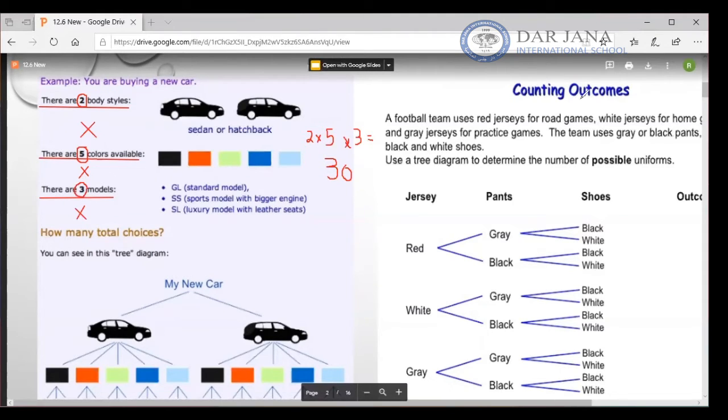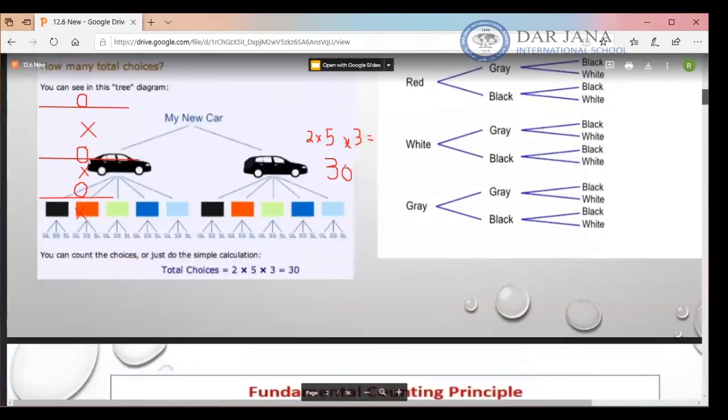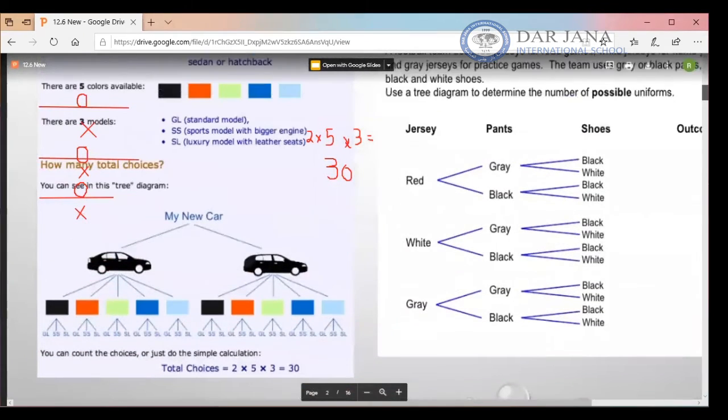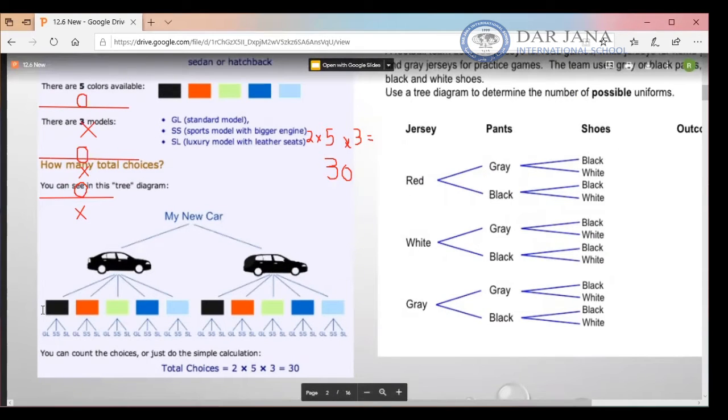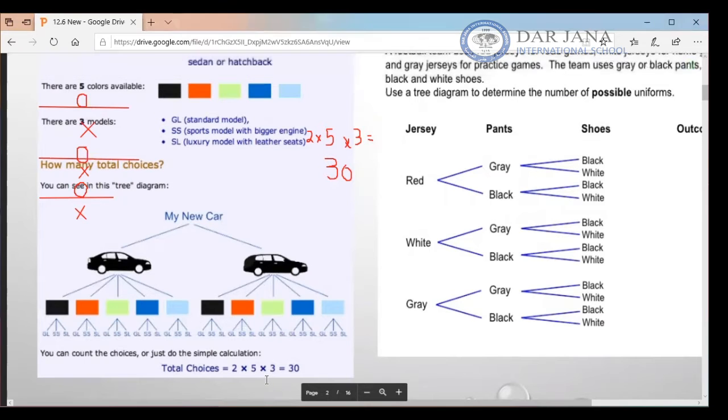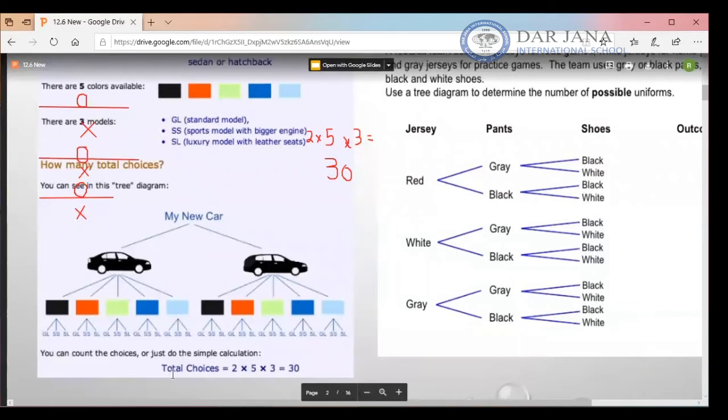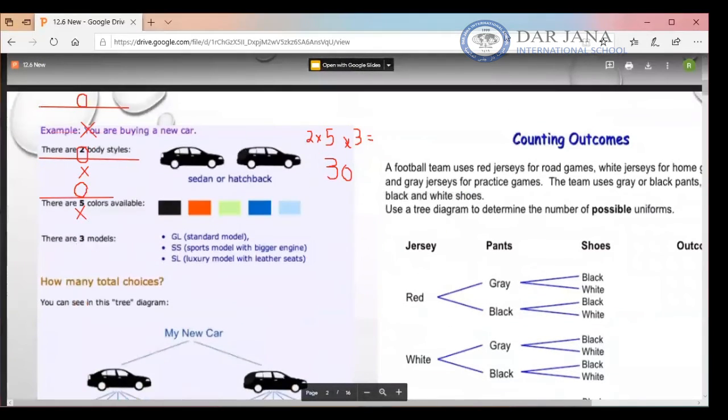If you want to check the tree diagram, it's the same thing. At the end, for my new car, I have an option of a sedan or a hatchback. I have 5 colors. I can choose a sedan with a black color with a GL, or a sedan with a red color with an SL, or a hatchback with a green color with an SS. The final column here is the total choices that I can choose from, which are 30. Let's also discuss this one. Before that, let me erase these.